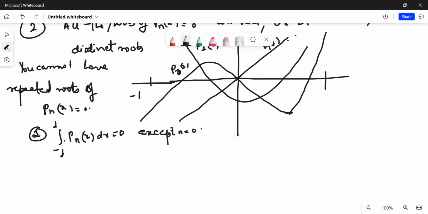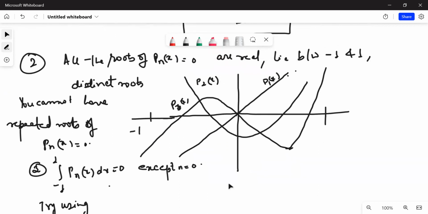Is that clear or not clear? Yes, sir. Probably I may help you with this. Let us try this once. Try using Rodrigues formula. We can try this too, but this will invoke Rolle's theorem, and it is a long derivation. Not very long, but still it will take time. So I want to finish things off. So just remember it as a concept that all the roots of Legendre polynomial are real, they always lie between -1 and +1, and they are distinct.